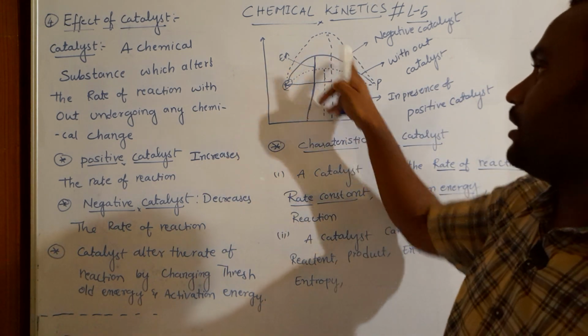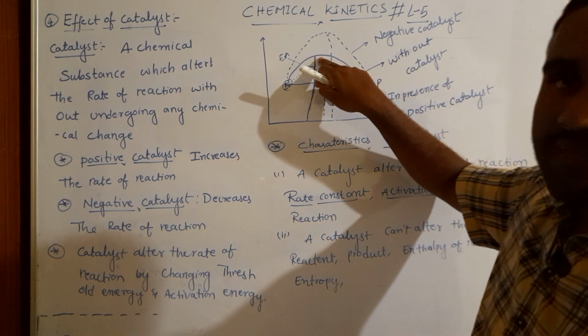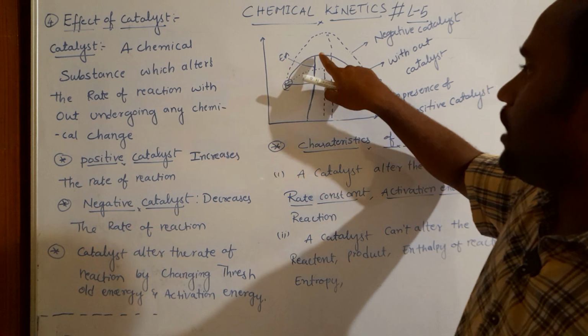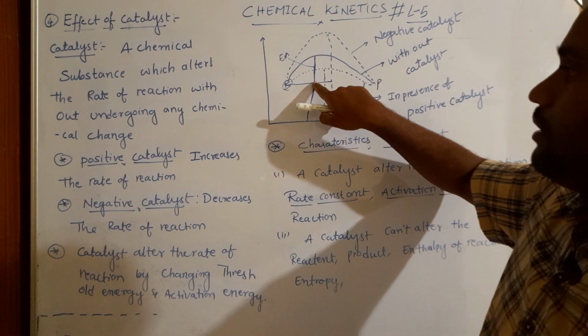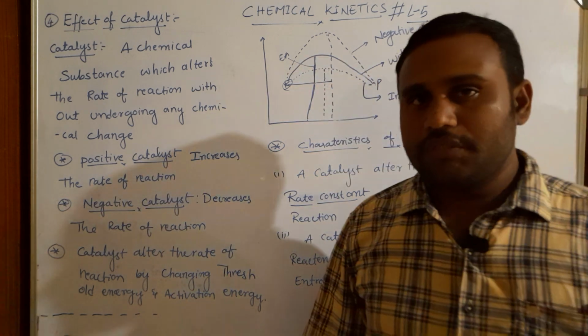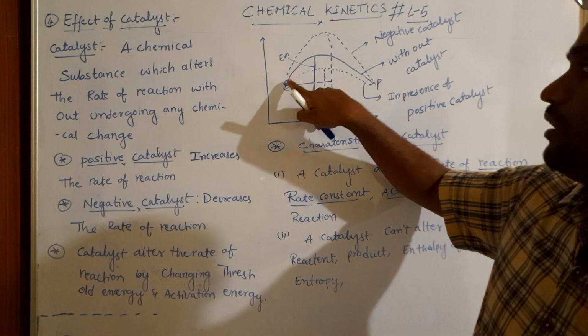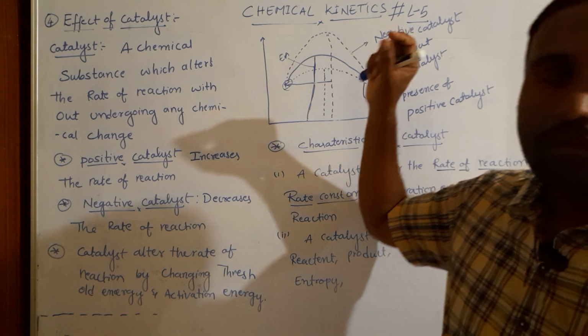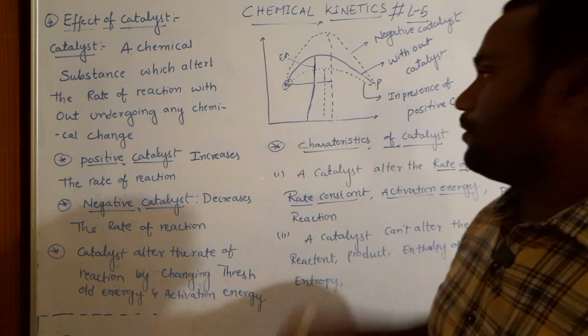Here we have three curves. One is without catalyst. This middle curve is without catalyst. In the absence of catalyst, this much threshold energy is required, and this much activation energy is required. So when you provide this much energy only, the reactant molecules get involved in the reaction and give the product.